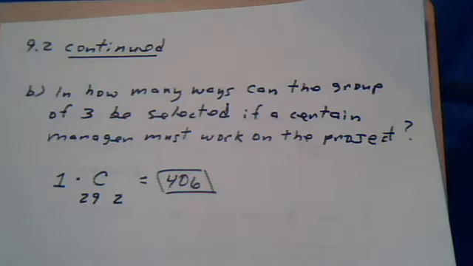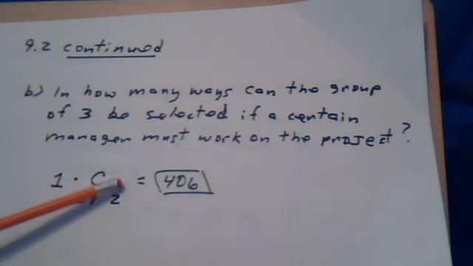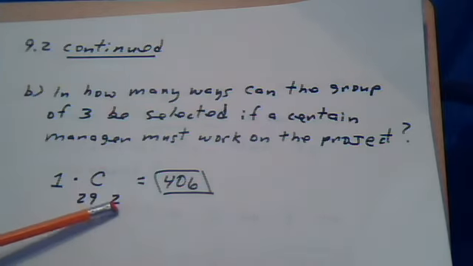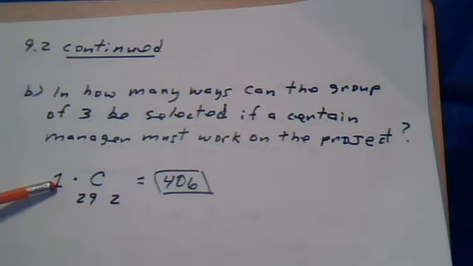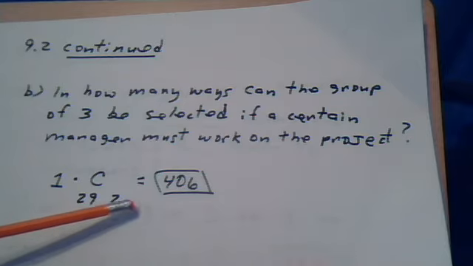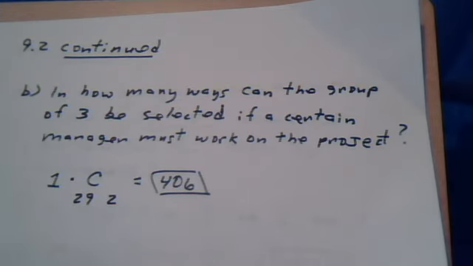B, in how many ways can the group of 3 be selected if a certain manager must work on the project? So we make sure we have that manager that must be in the group of 3, so that's the 1. And then we need 2 other people. So this will count how many groups of 2 from the 29 people available can you come up with? So the one that has to be in the group, times the other 2 members. So you could come up with 406 ways you could form a group of 3 if a certain manager must work on the project.